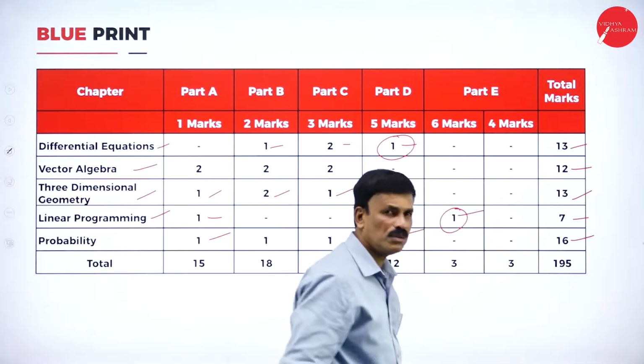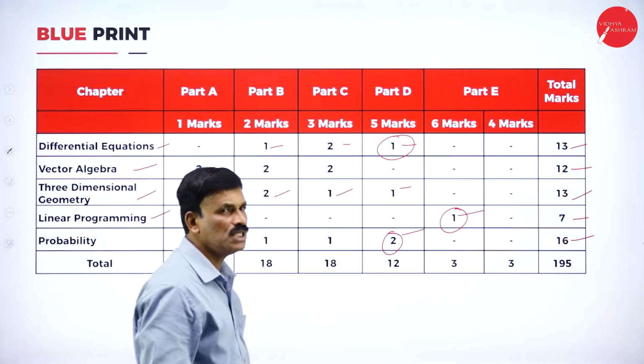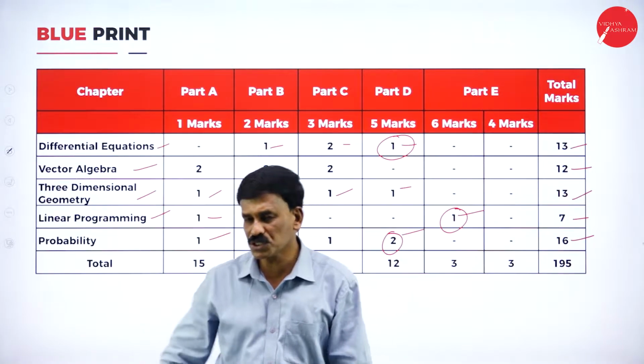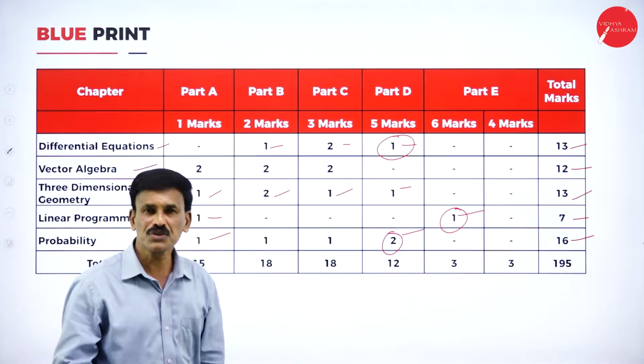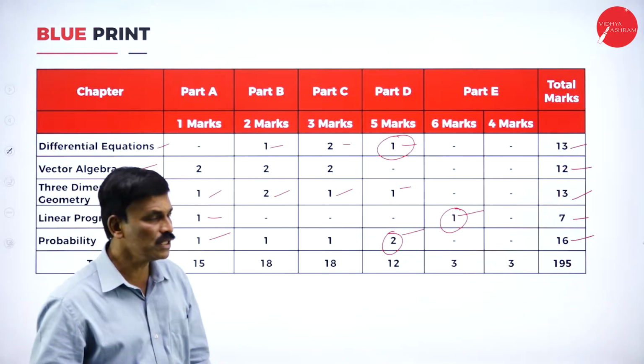So linear programming problem 7 marks and probability is 16 marks. So these are the distribution of marks. This is the blueprint for your 2022 April examination. So this is the blueprint.